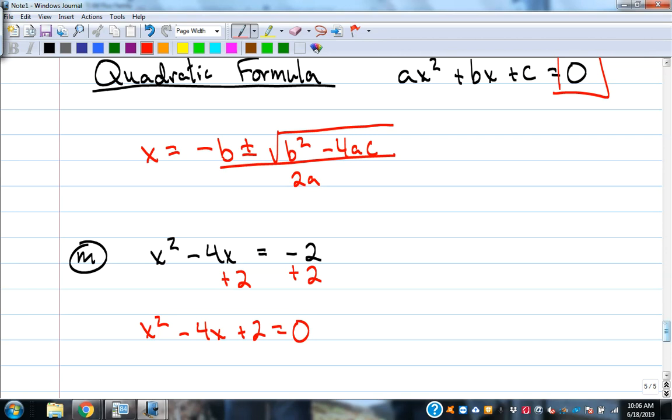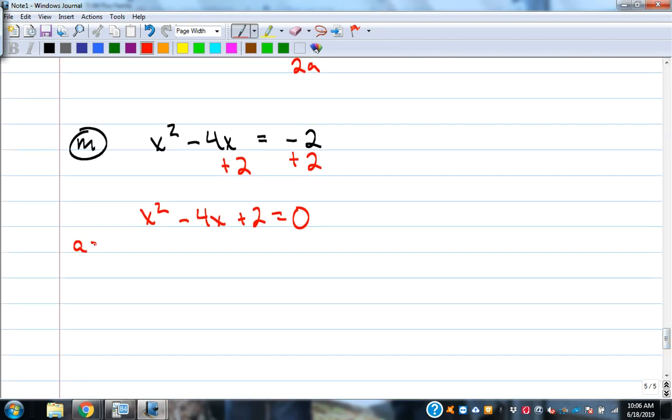Okay. And I think it's always helpful to make yourself a list of what a, b, and c are, so that you're conscious of what those numbers are. Well, a is always in front of x squared. What number is in front of x squared here? 1. There's nothing written there, so it's a 1. b is in front of the x. That's a minus 4, so we're going to write negative 4. And then this is a 2 right here, so c is 2. So we know a is 1, b is negative 4, and c is 2.